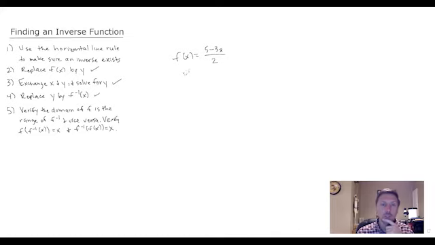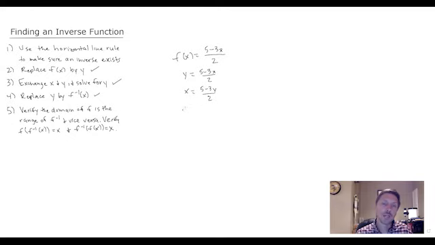So we're going to replace f of x with y. So it looks like this: y equals 5 minus 3x over 2. Then we're going to take all the x's and make them y's, and all the y's and make them x. So it will look like this: x equals 5 minus 3y over 2. And then we have to solve for y.